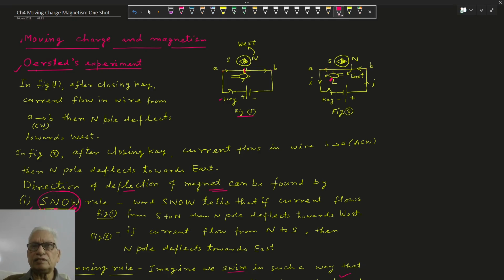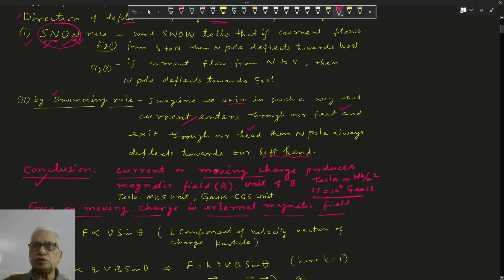Now we can find the direction of deflection of a magnet by either the Snow rule or the swimming rule. First, the Snow rule: if current is flowing from south to north, the north pole will be deflected towards the west, otherwise east. Or by the swimming rule, imagine we swim in such a way that the current enters through our feet and exits through our head. The north pole always deflects towards our left hand.